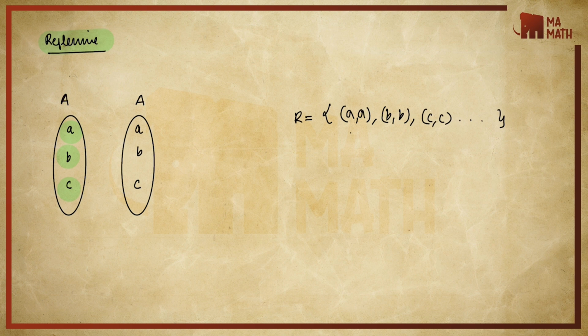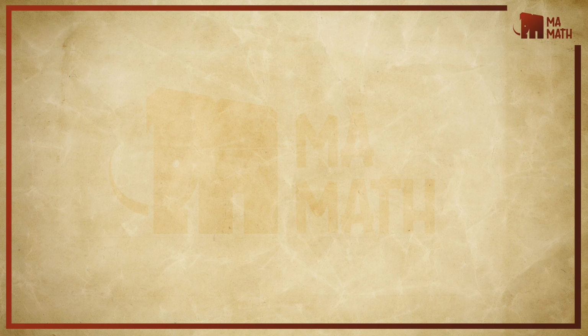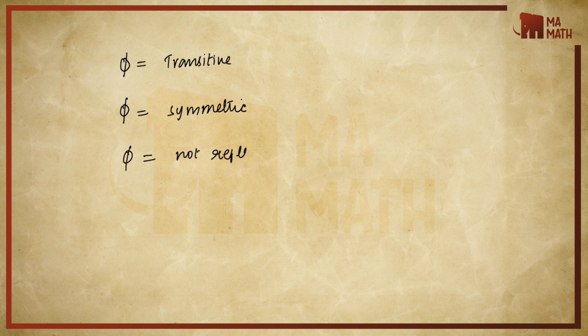So (A, A), (B, B), (C, C) must exist. For any relation, these ordered pairs must exist for it to be reflexive. So it must exist. But you see that in null there are no elements. So the must-exist statement itself is false. So therefore a null relation is not reflexive. So in conclusion, we are understanding that a null relation is actually transitive, a null relation is symmetric, but a null relation is not reflexive.